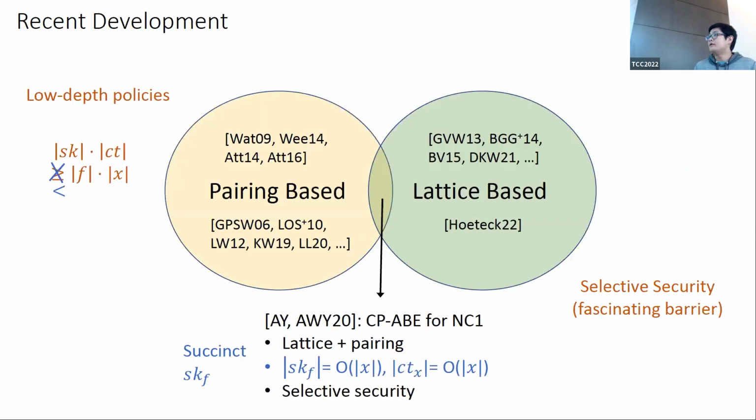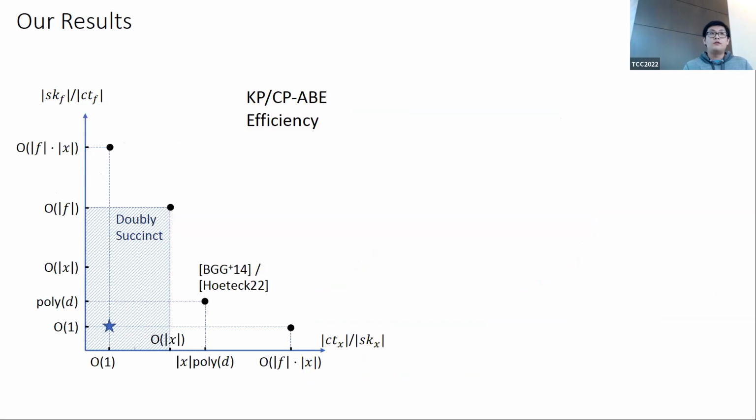A recent beautiful work of AY and AWY is such an example, combining lattice and pairing to construct the KP-ABE for NC1. They improve the size efficiency to achieve succinct secret keys with size linear in X instead of F. And the construction inherits the selective security from the lattice world. Now I will show our result and where they land in the efficiency plot.